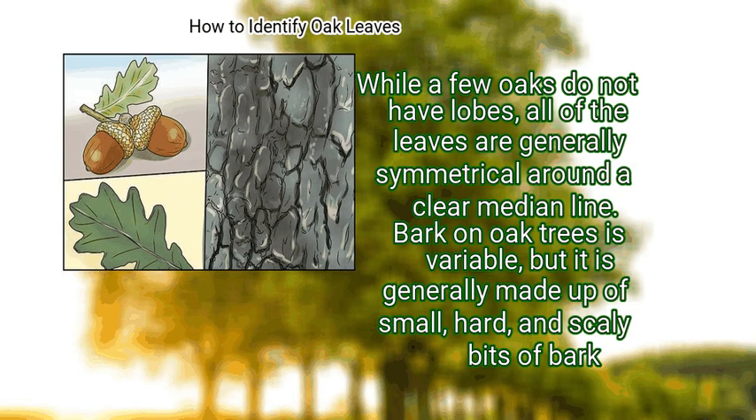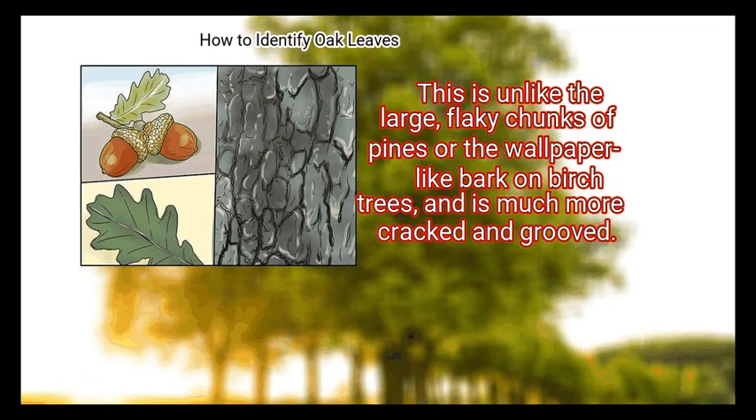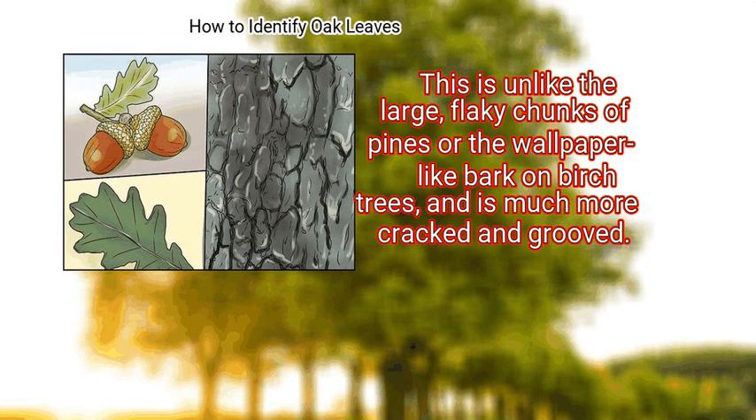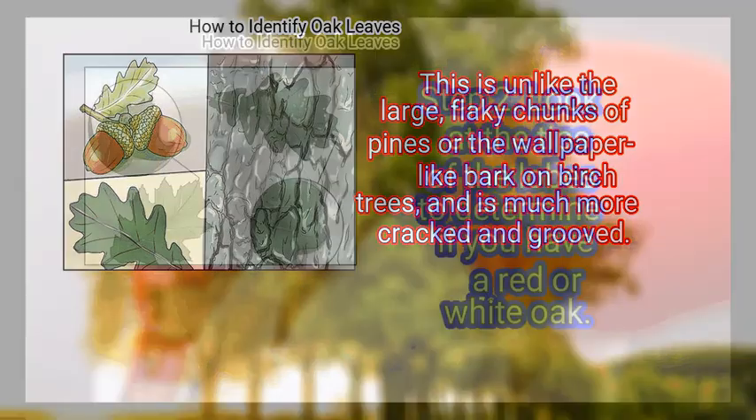Bark on oak trees is variable, but it is generally made up of small, hard, and scaly bits of bark. This is unlike the large, flaky chunks of pines or the wallpaper-like bark on birch trees, and is much more cracked and grooved.